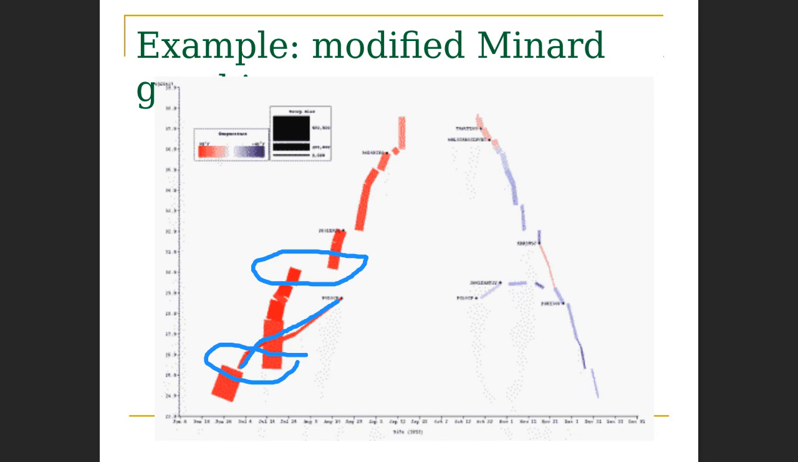Yes? Is this more like an overlay on a map? There's no map here. This has absolutely no map component. This is completely mapless. It has nothing to do with the map. Time is on this axis.